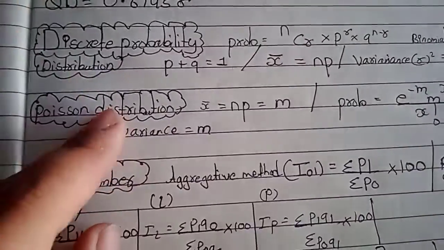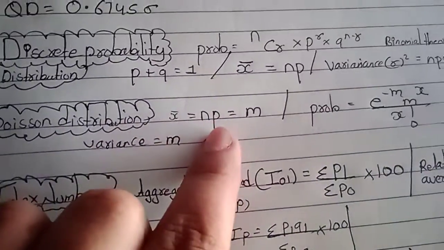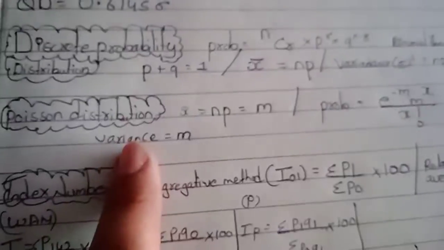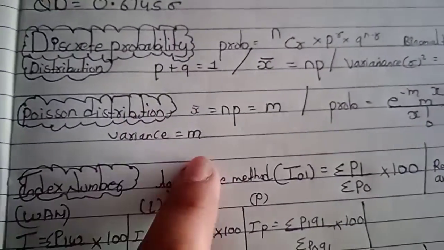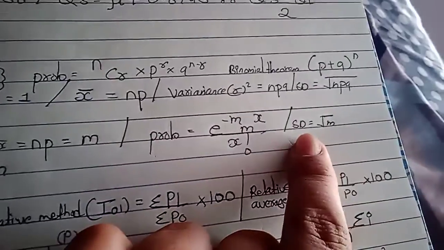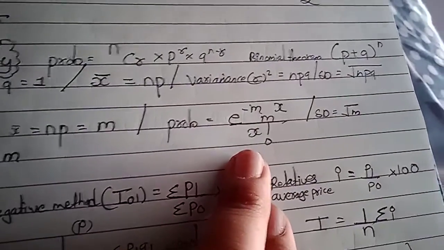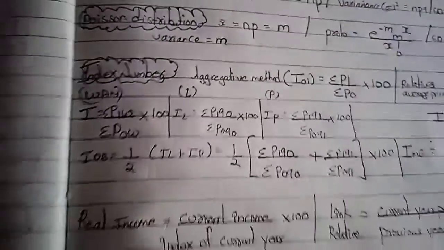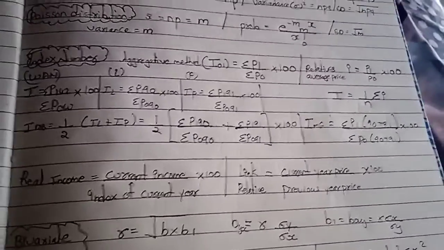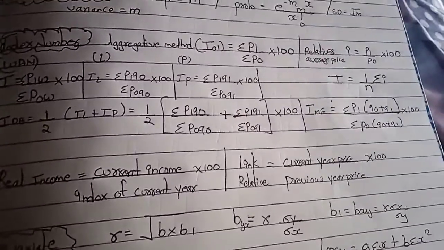In Poisson distribution, it's totally easy. Mean is equal to NP in binomial, but in Poisson, mean is equal to m, only m. And variance is also m. Variance is m and mean is also m. Then here it is easy. And in standard deviation, you have to put the square root of m, right? And the real formula is e raised to minus m, m raised to x upon x factorial. Here is the index number formula. You have to just learn how it is. See, it's related to your 12th standard. I know you will all get it.